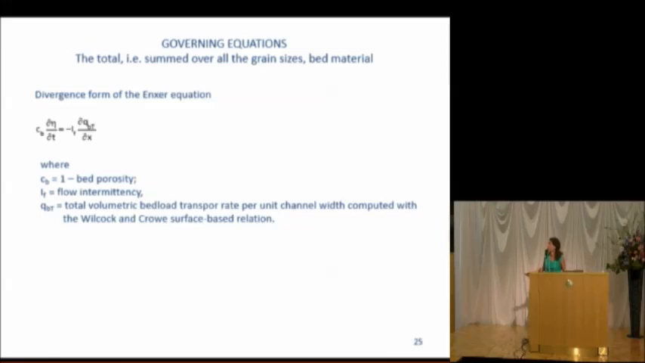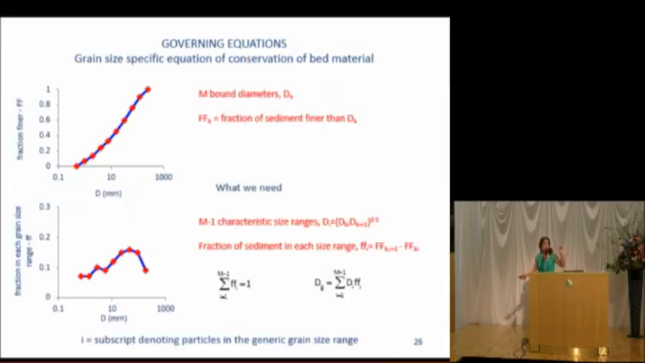Now, that's the total, how we deal with the grain size specific equations of conservation of mass. To do that, we have to look at the full grain size distribution of the sediment. This is a cumulative distribution, which is exactly what we do not need in these models. What we need is the fraction of sediment in each characteristic grain size range, pretty much between two bounding diameters here. The sum of all the fractions has to be equal to 1 by definition, and we can define a geometric mean diameter of the particles, which is a characteristic grain size that we will be using to look at our results later on.